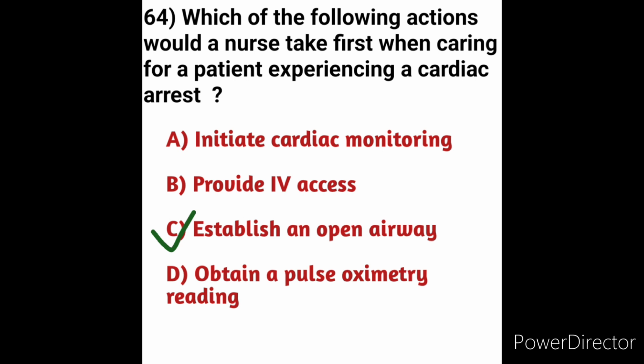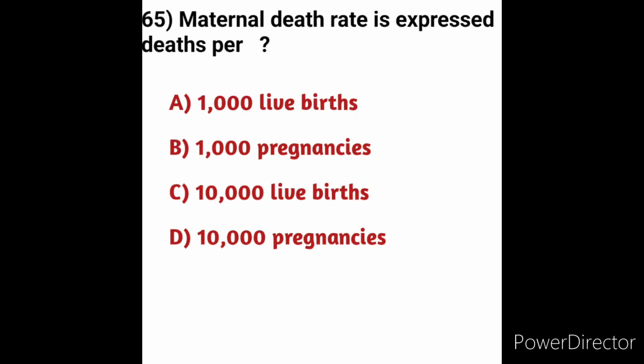Next we will move on to question number 65. The maternal death rate is expressed as deaths per what? We will see the options. Option A, 1000 live births. Option B, 1000 pregnancies. Option C, 10,000 live births. Option D, 10,000 pregnancies. The maternal mortality ratio is the number of maternal deaths during a given time period per 10,000 live births in the same time period. So option C, 10,000 live births, is the correct answer.